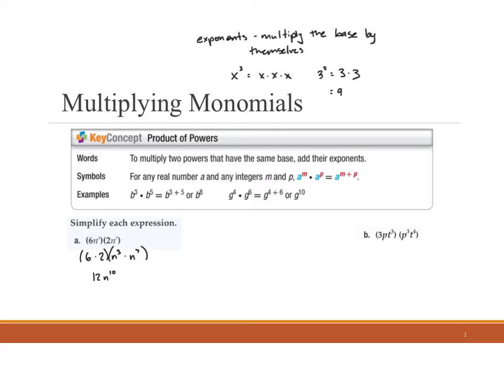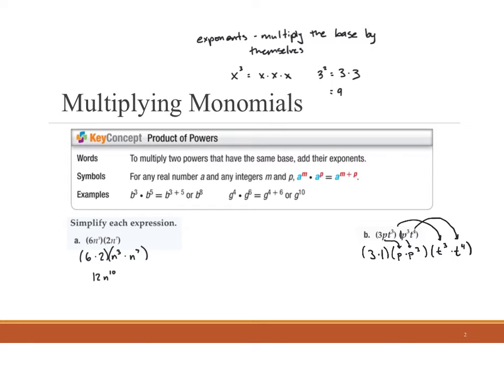Now I'm going to come over here to letter B. Just by looking at it, I see we have a number and then 2 different variables. But the rules stay the same. So I'm going to pull my numbers out front: 3 times, and don't forget there's a 1 right there, so 3 times 1. Then I'm going to pull my p's together, so p times p cubed, and then t cubed times t to the 4th. All I did was rewrite this so that my like terms are right next to each other.